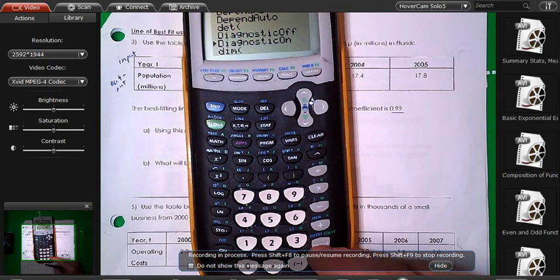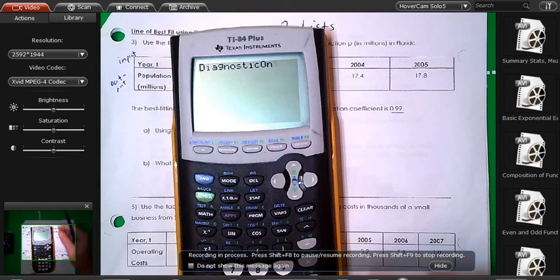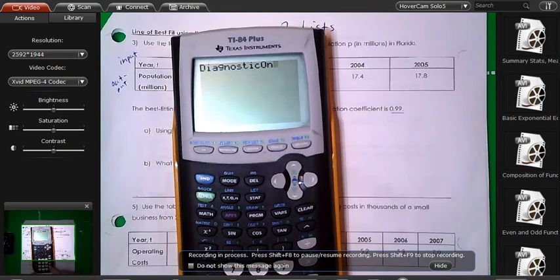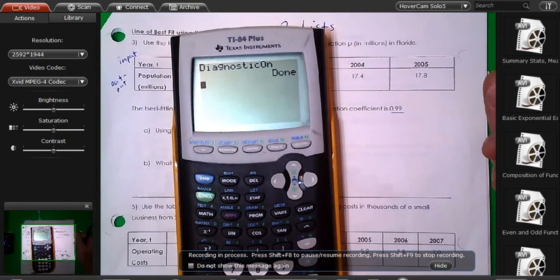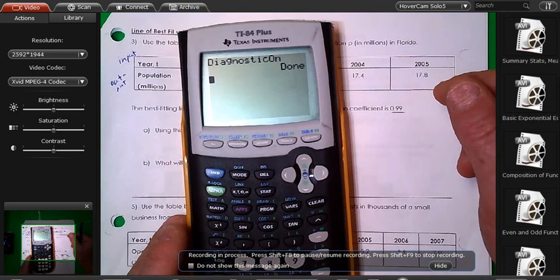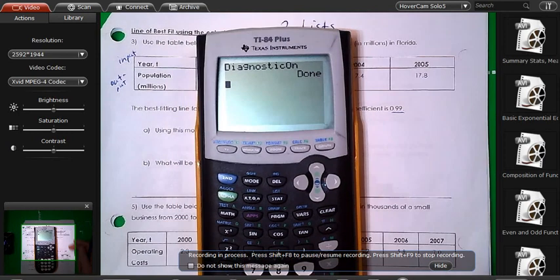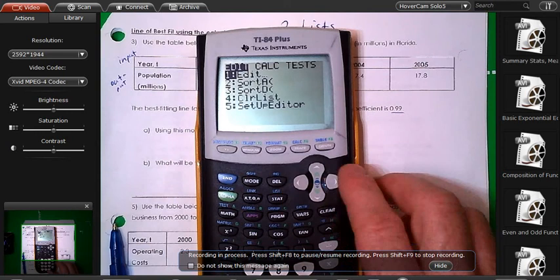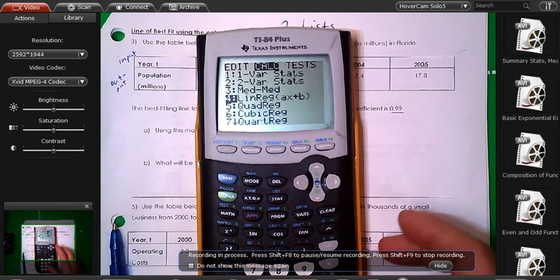When you do that, you're going to press enter again. And it's going to say done. So diagnostic has to be turned on. Is everybody's diagnostic on? Okay, now we're going to go back to where we just were. We're going to press stat, calc, linear regression, AX plus B, press enter, go down to calculate.